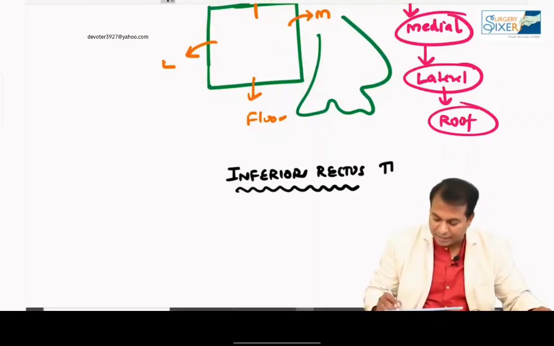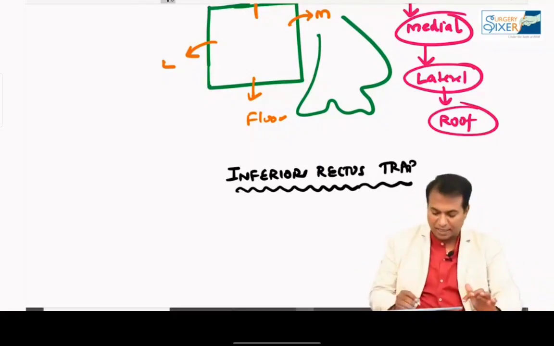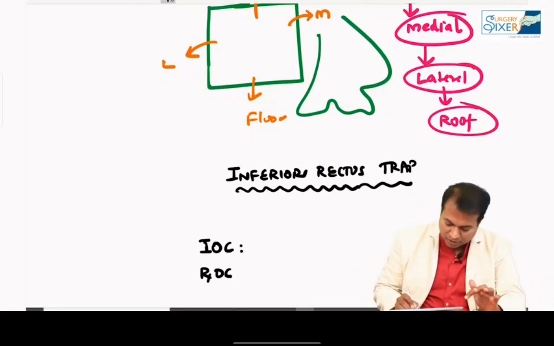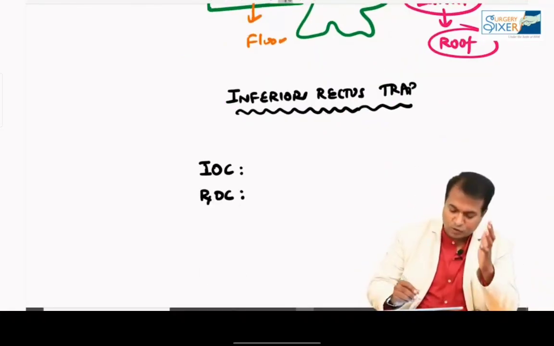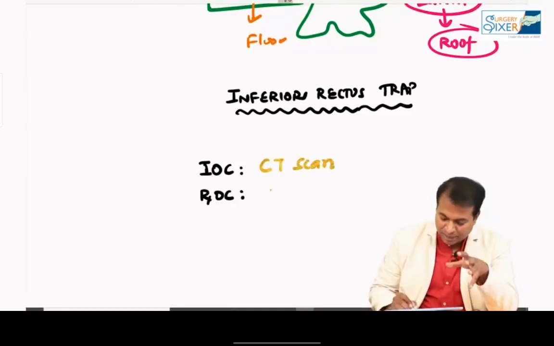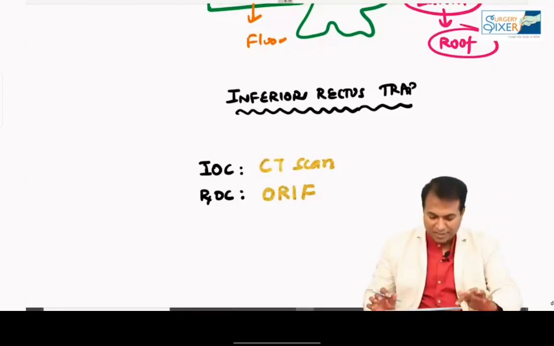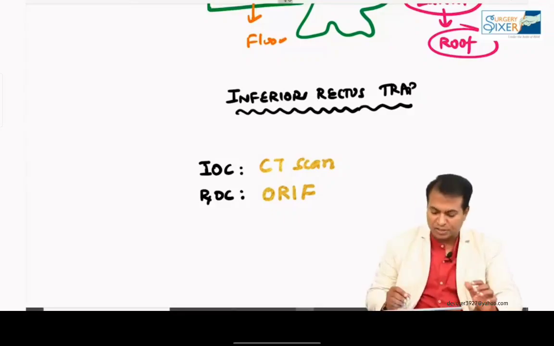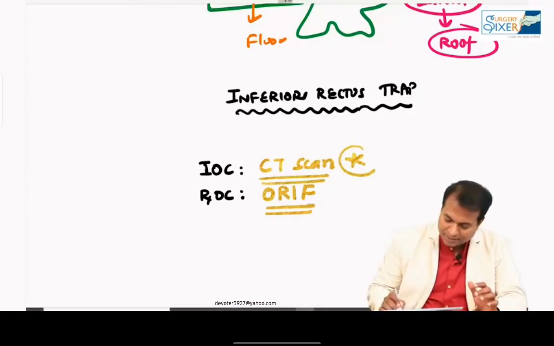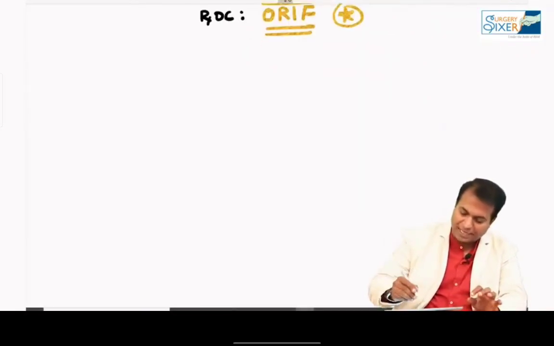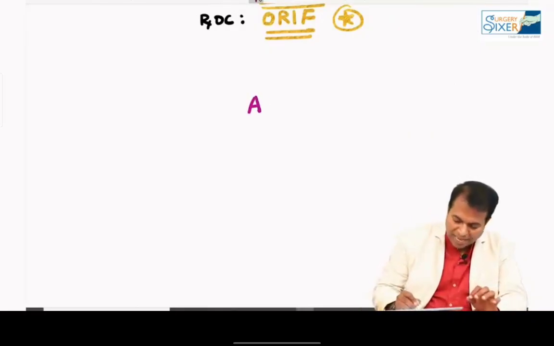And for all these facial bone fractures, investigation of choice is what? Treatment of choice is what? That's all. For AIS 2, CT scan is the investigation of choice. Treatment of choice is ORIF. What is ORIF? Orthopedicians will know this better. Open reduction internal fixation is known as ORIF. So investigation of choice is CT scan. Treatment of choice is ORIF, open reduction internal fixation.